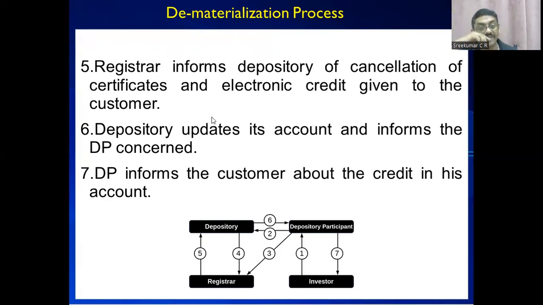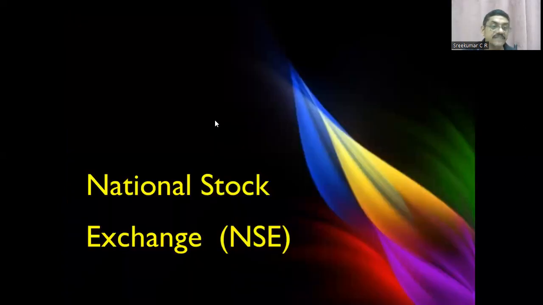After that, the depository will update this account and inform the concerned depository participant. Depository means NSDL or CSDL will update this kind of information about the demat account, children. And then they will inform the depository participant. Depository participants are brokers, commercial banks, or firms like Hedge, Kotak Mahindra, etc. After that, this Kotak Mahindra or Hedge or any other commercial bank or brokerage firm, which is called a DP, will inform the customer about the credit in his account.